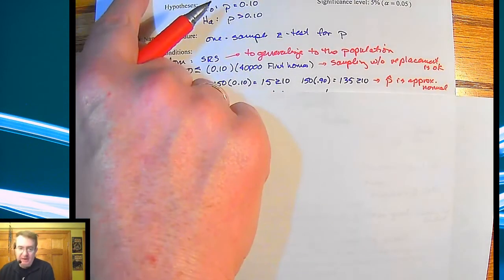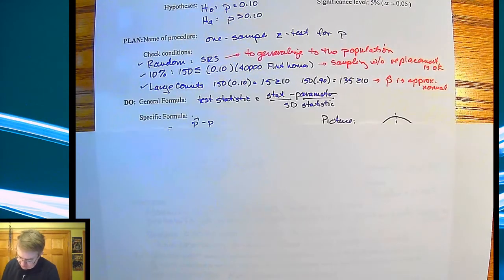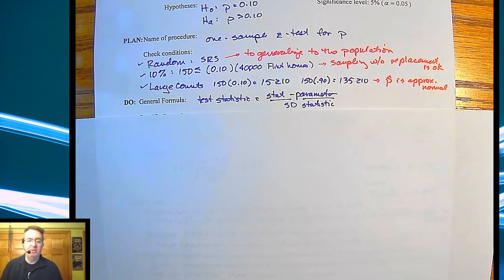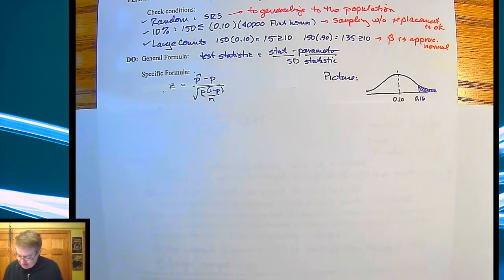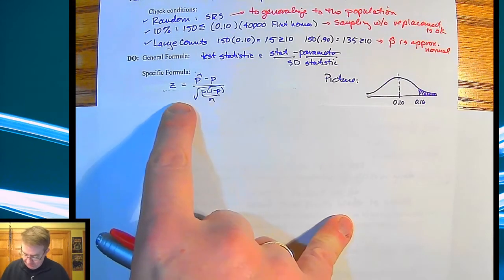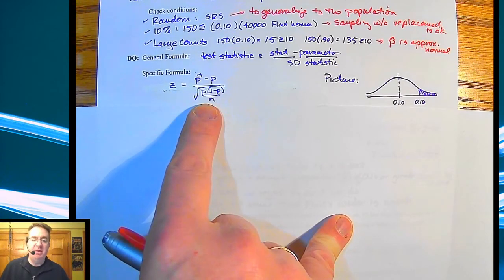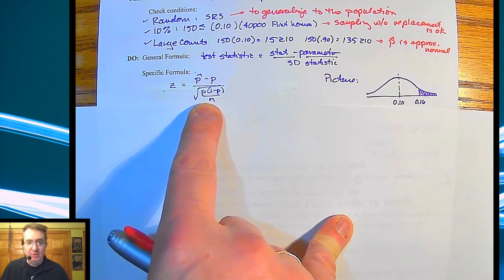So we have state, we have plan. It's time to do this. Just like with confidence intervals, we're going to write down the general formula for a test statistic: you take the statistic minus the parameter, divided by the standard deviation of that statistic. Our specific formula in this case, and if you copied my notes, I apologize, the formatting got a little goofy when it got moved into a PDF, so you may need to readjust this a bit. z is equal to p-hat minus p, divided by our standard deviation. Same as what we were doing yesterday.